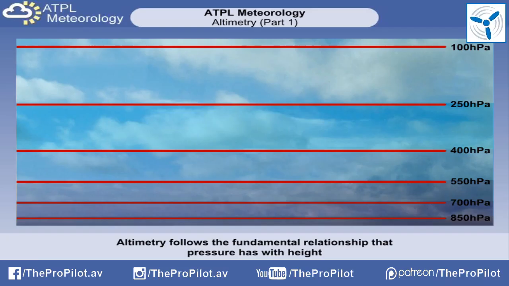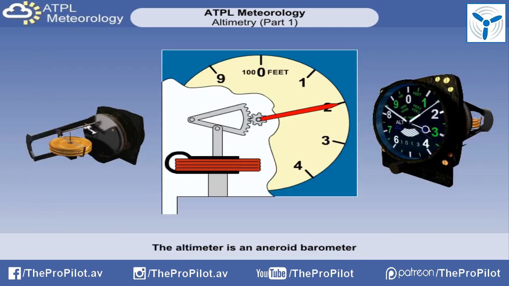In the lesson on pressure, we saw the fundamental relationship pressure had with altitude. If you remember, we said pressure decreases with altitude. This relationship is what the altimeter will use to determine height. We've already seen how the altimeter works, but let's just recap its fundamental points.